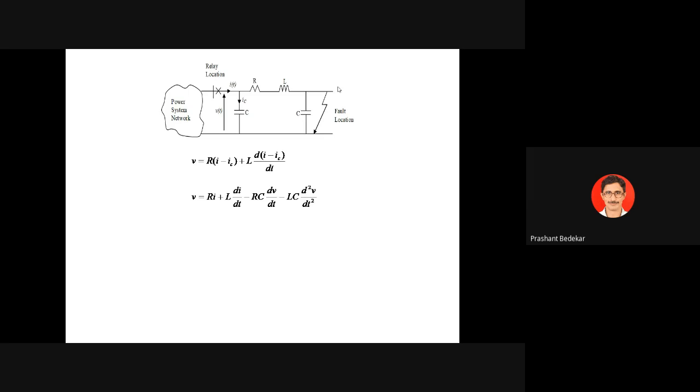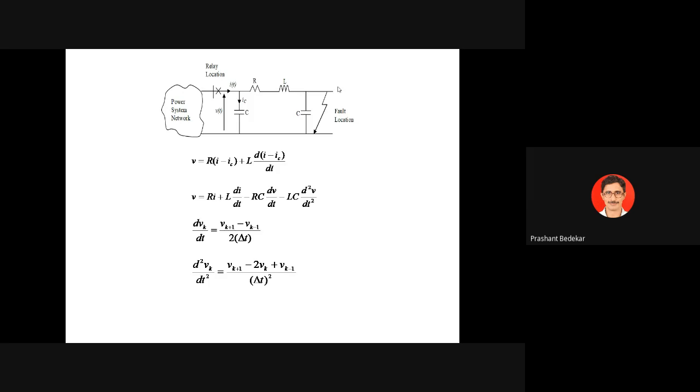It can be expanded and written as Ri plus L di/dt minus RC dv/dt minus LC d²v/dt². I'm not going to explain this expression in detail. Basically, I have a formula to calculate the voltage. I will assume values of R, L and C, and with the help of current samples and the assumed R, L and C, I will calculate the voltage.